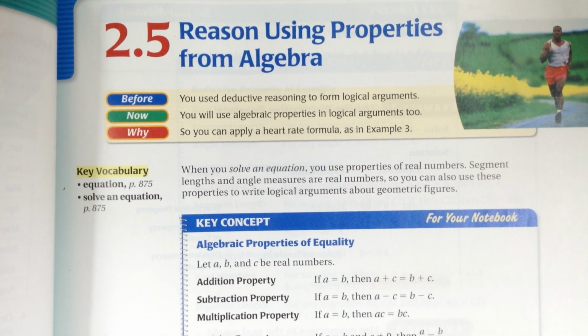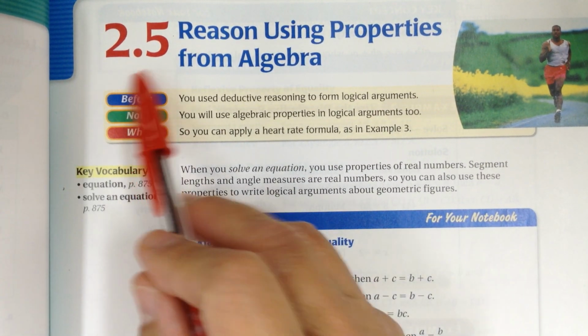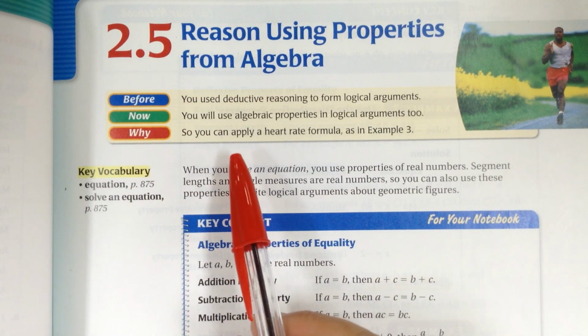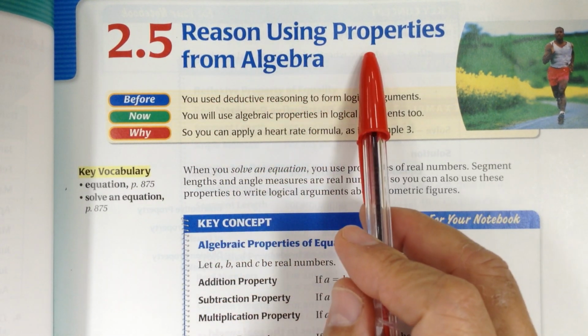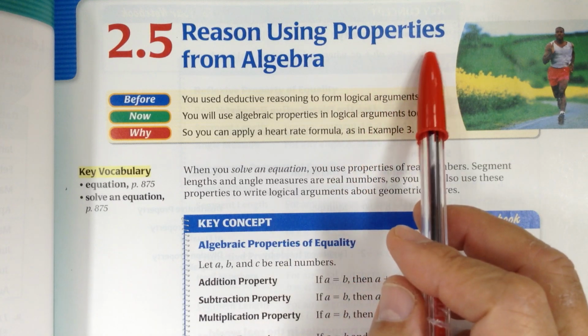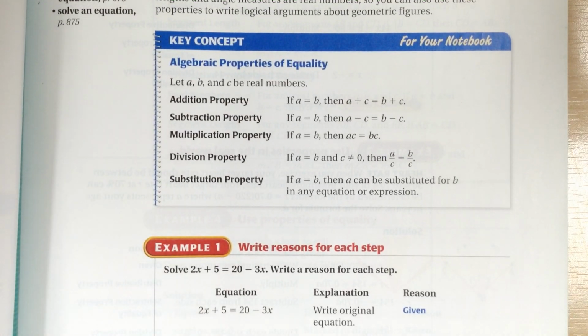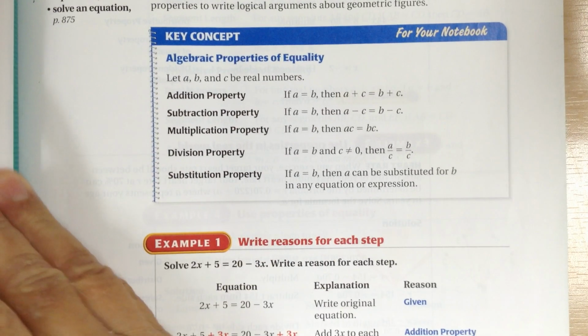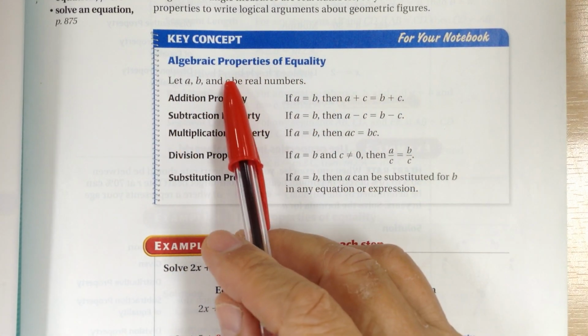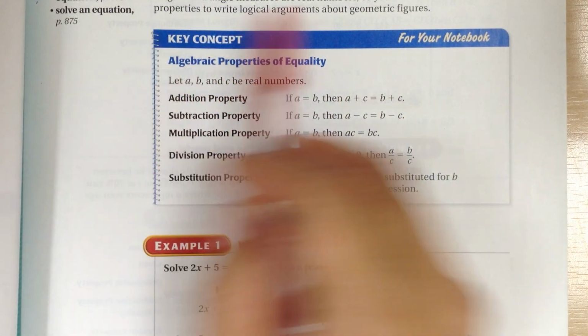Let's go to page 105, and this is lesson 2.5. This lesson is about reasoning using properties from algebra. Okay, so you learned all this in algebra, but you can apply it in geometry also. So let's look at some of the key concepts. Before that, let's read through the paragraph.